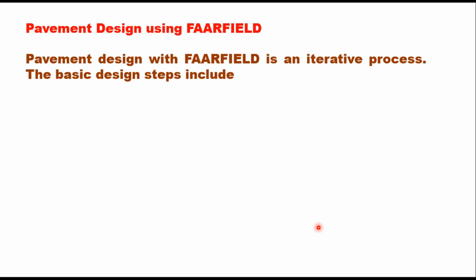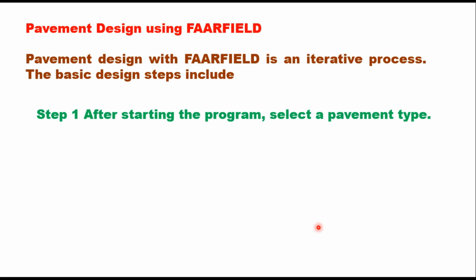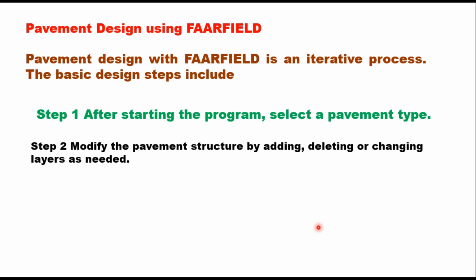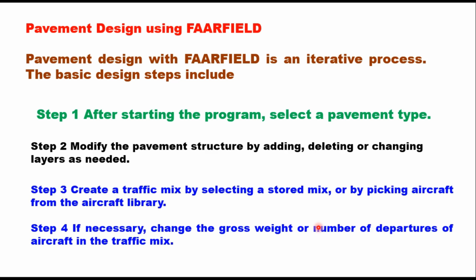Now, pavement design using FAARFIELD is an iterative process and there are 6-7 steps. The first step is you start the program, and after starting the program select a pavement type. Then modify the pavement structure by adding, deleting or changing the layers as required. Then create a traffic mix by selecting a stored mix or by picking aircraft from the aircraft library. There is the aircraft library in the software.